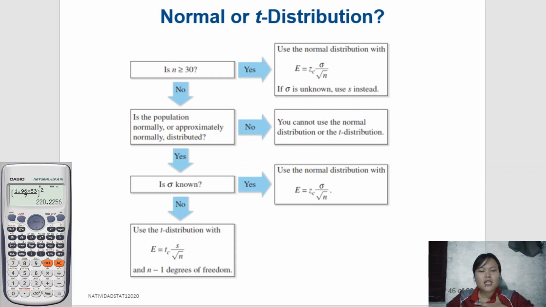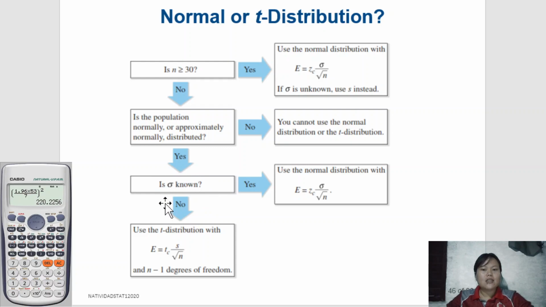So, in case malilito kayo kung normal or t-distribution, check nyo yung sample size. So, if it's less than 30, you also have to check kung population is normally or approximately normally distributed. Pag hindi, you cannot use the normal distribution or the t-distribution. So hindi siya solvable, since hindi pa naman na-discuss sa inyo yung ganung part. Okay, for higher level stat na yun.